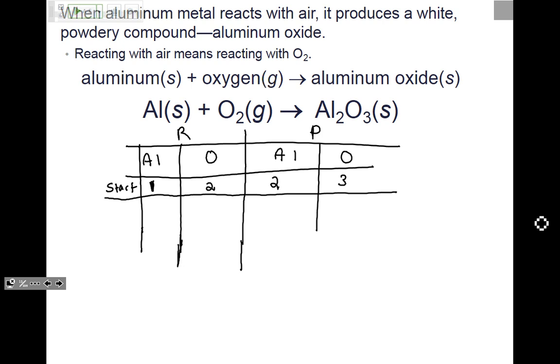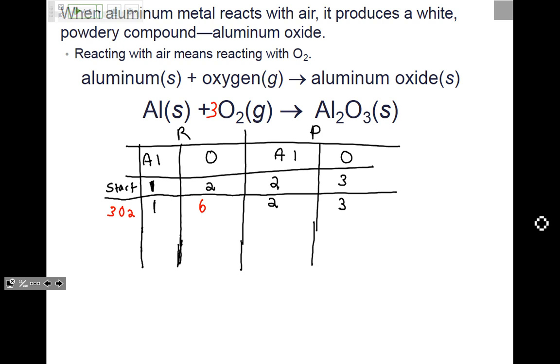So let's start with 3, because there's no outward easy route to balance our oxygen. Now I could start with aluminum and balancing it with a 2, but I'm going to have to change it eventually. And you'll see that if you're playing around with it. So let's start with 3O2. So we'll put a 3 there. So my aluminum, we still just have 1. We didn't do anything. We have 6 oxygens. And in our products, we still have 2 and 3.